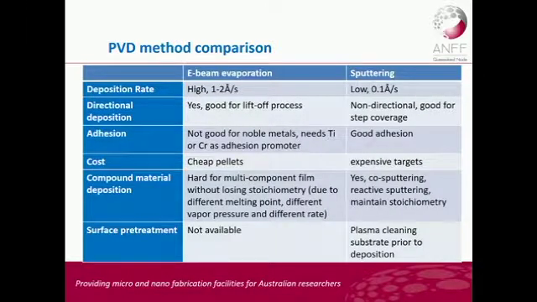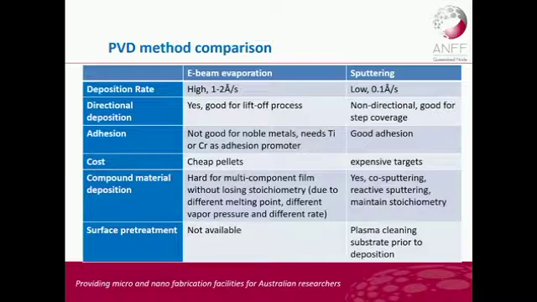So let's compare the PVD process. For e-beam evaporation, we usually get very high deposition rate at 1 to 2 angstrom per second, which is controllable. And the sputtering rate is usually very low. You can only get 0.1 angstrom per second, sometimes even lower than this. And for directional deposition, e-beam is very good, especially for lift-off process. And the sputtering usually gives you a conformal deposition.